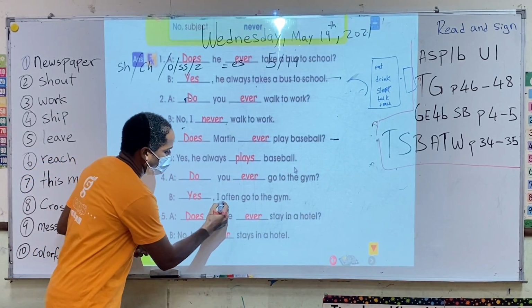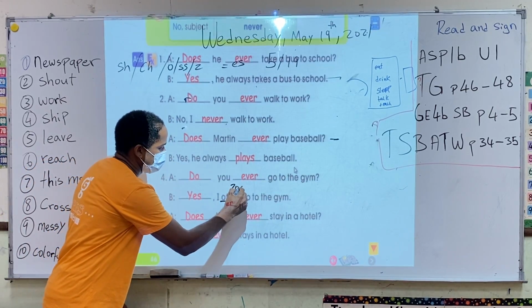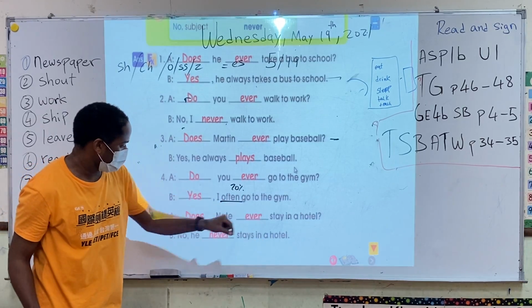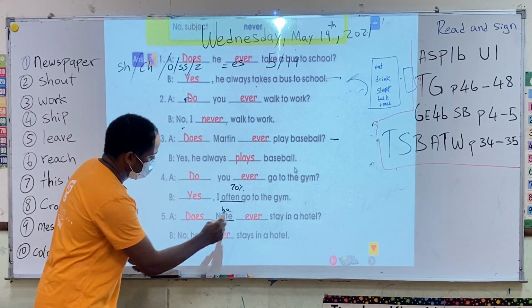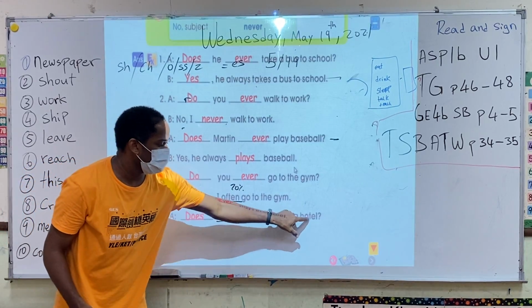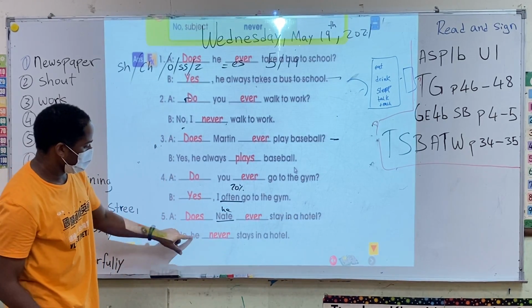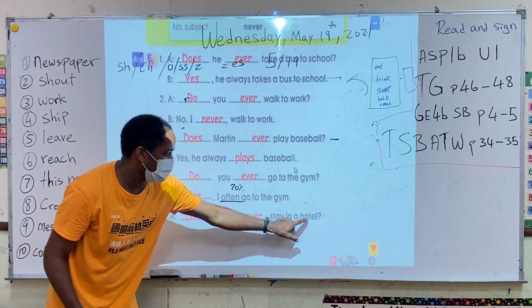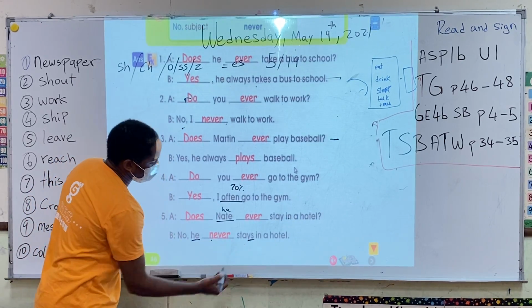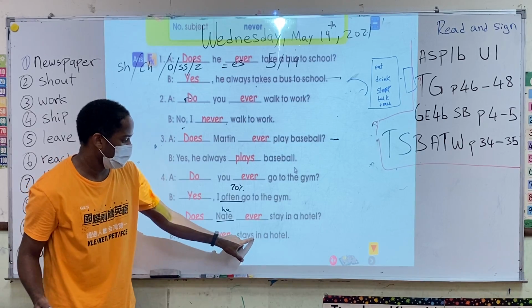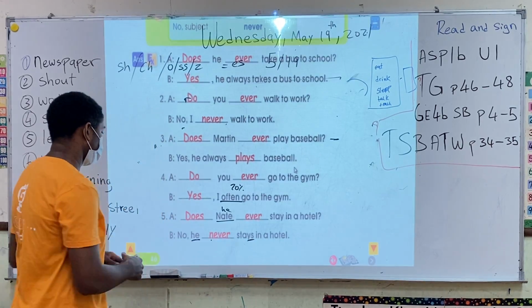Yes, I often. So remember, often is 70%. I often go to gym. Does Nate? So Nate is a boy. So does Nate ever go to the hotel? No, he stays at the hotel. So no, he never stays. So remember AY, so you add an S, so he never stays.